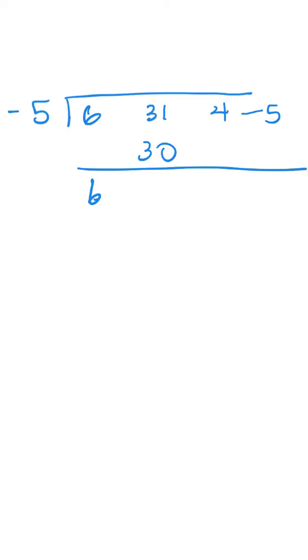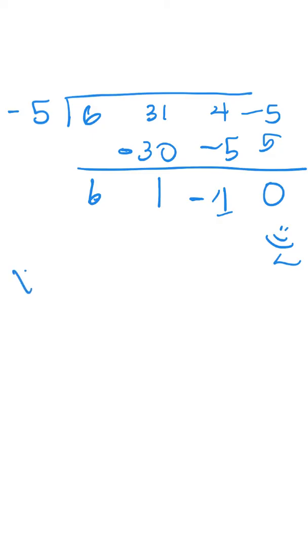So bringing down the 6, we get 6. Negative 5 times 6 is negative 30. When we add those up, we get 1. Negative 5 times 1 is negative 5. When we add those up, we get positive 1. No, we don't. We get negative 1. Hot dog. Negative 5 times negative 1 is 5, which gives us a remainder of 0. Jackpot! So we know that x equal to negative 5 is a root.